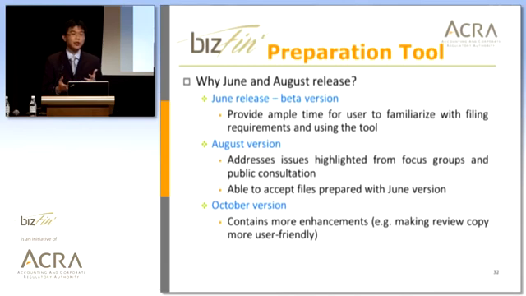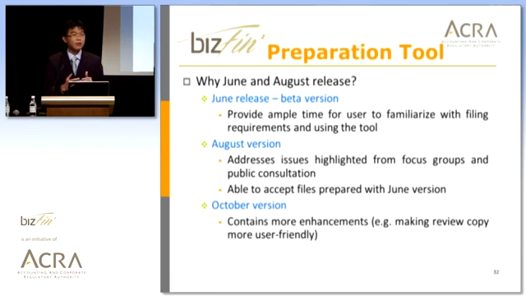ACRA has rolled out a few versions of the preparation tool. The first version was released as a beta version during June with the objective of giving users more time to familiarize themselves with the filing requirements. But this beta version will still not be suitable for the eventual submission when the filing requirements are implemented. We have rolled out an updated version during August, which companies preparing using the June version will have to download and import their files again.